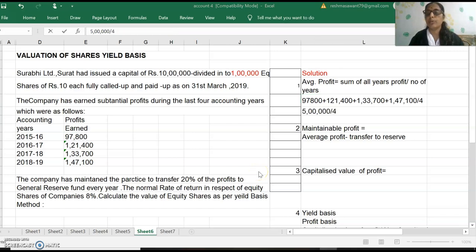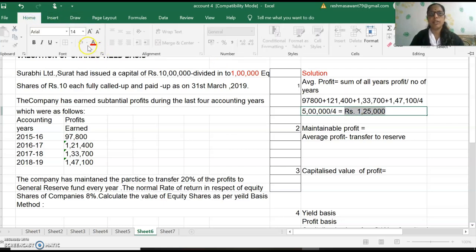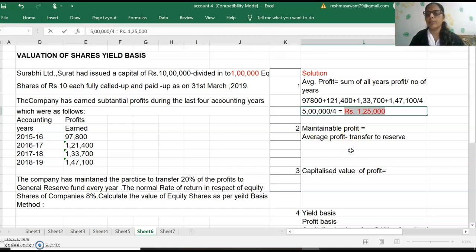So the total of all years' profit, that is 5 lakh, divided by number of years, 4 years. Average profit is equal to rupees 1,25,000. 1,25,000 is our average profit. So this is your answer for step number 1. Then we calculate the next step, step number 2, maintainable profit.